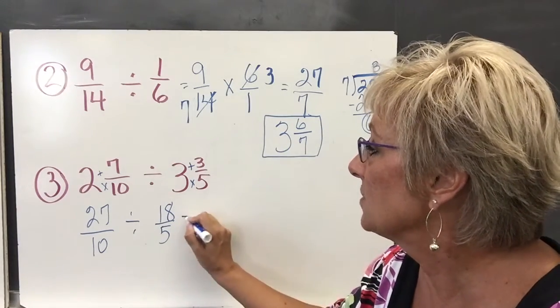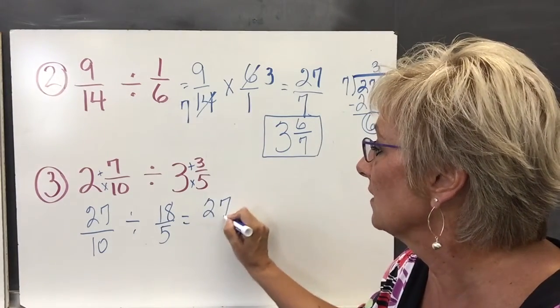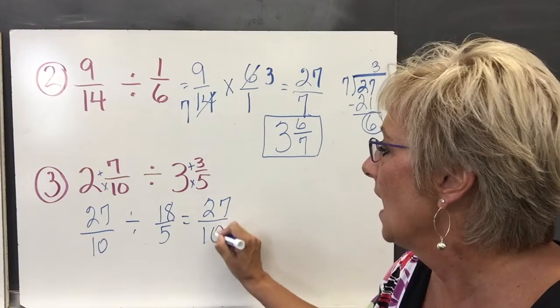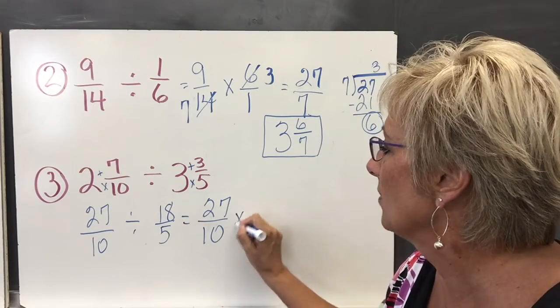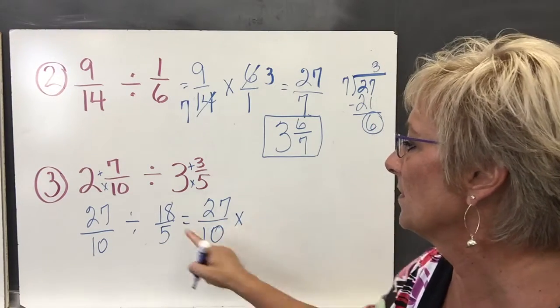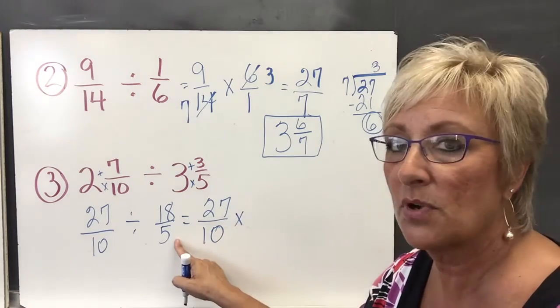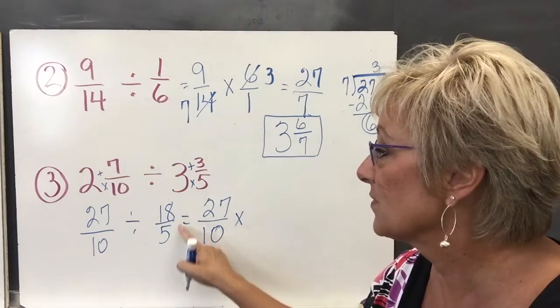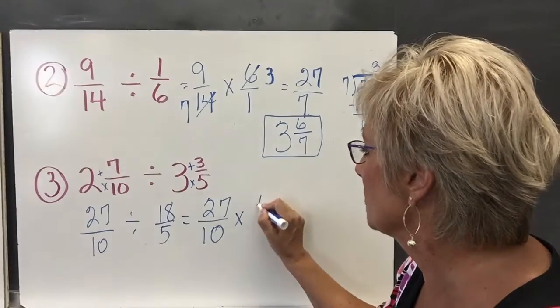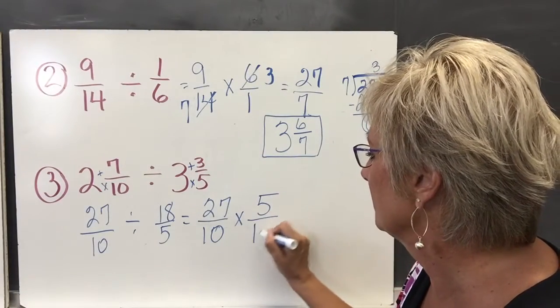So I'm going to leave 27/10 alone, just rewrite it. I'm going to change the division problem into a multiplication problem, and I'm going to use the reciprocal, or I'm going to multiply the reciprocal of 18/5, and that turns into 5/18.